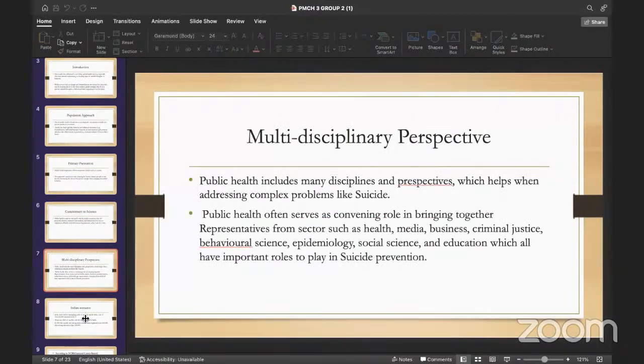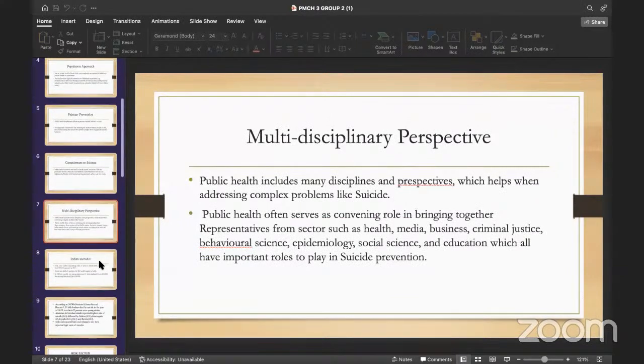Multidisciplinary perspective. Public health includes many disciplines and perspectives, which helps in addressing the complex problem of suicide. Public health often serves a convening role in bringing together representatives from sectors such as health, media, business, criminal justice, behavioral science, epidemiology, social science, and education, which all have important roles to play in suicide prevention. Which means strategies addressing suicide prevention include many types of organizations. For example, a small school district convenes a suicide prevention advisory council that includes the local public health department, hospitals, law enforcement, mental health providers, the local chamber of commerce, faith-based community, youth serving organizations, substance abuse treatment, etc.